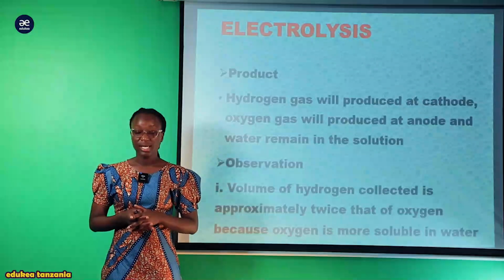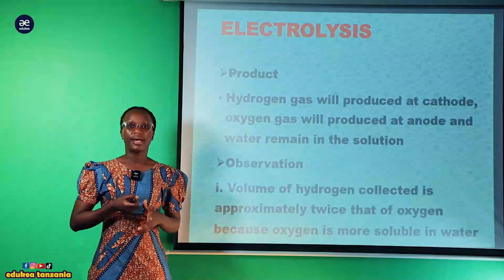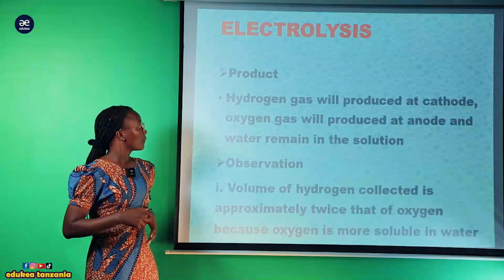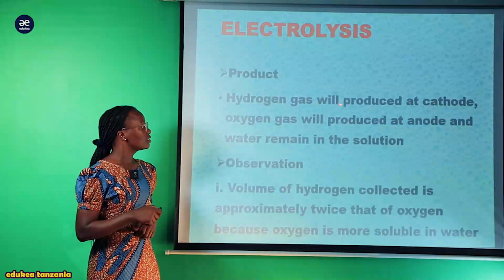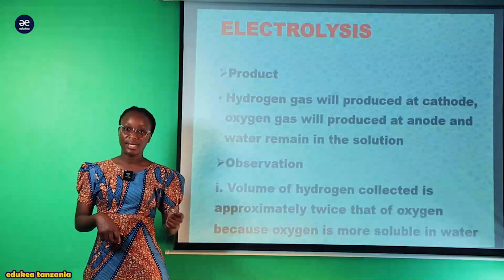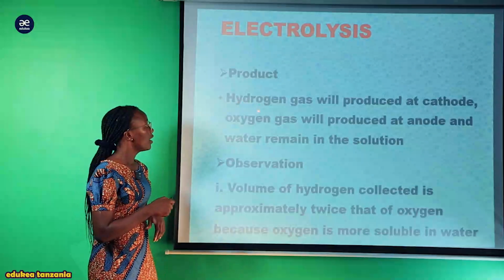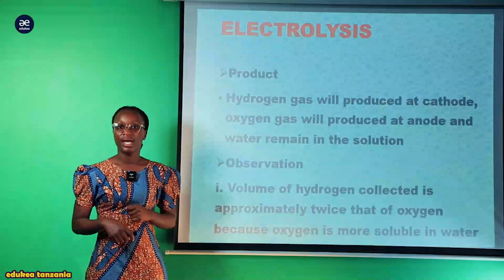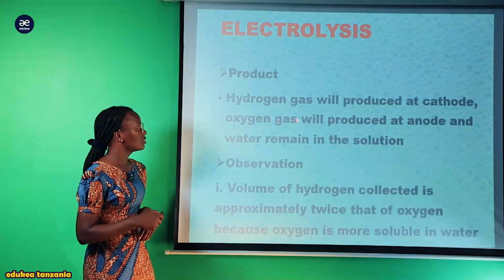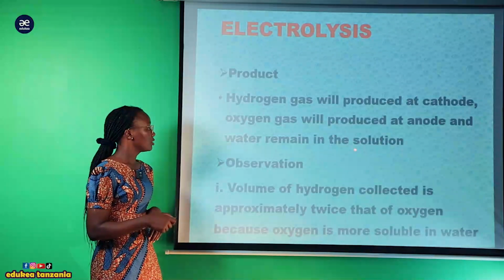Now, what are the products in this electrolysis of sulfuric acid with the carbon electrode? Now the hydrogen gas will be produced at the cathode, kama tulivyoona kwamba yenyewe inakuwa discharged at the cathode to form the hydrogen gas. Kwa hiyo product itakuwa formed is hydrogen gas at the cathode, but also oxygen gas will be produced at the anode, and water remains in the solution.